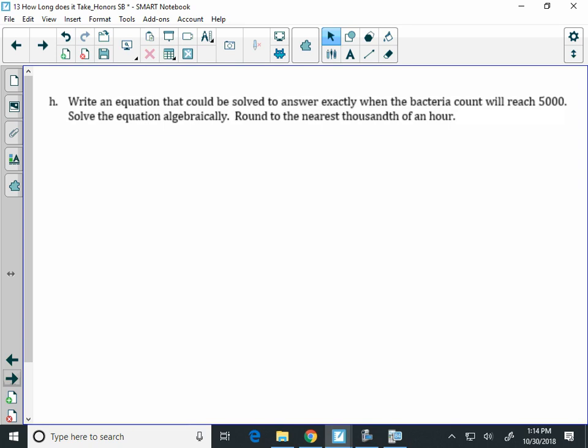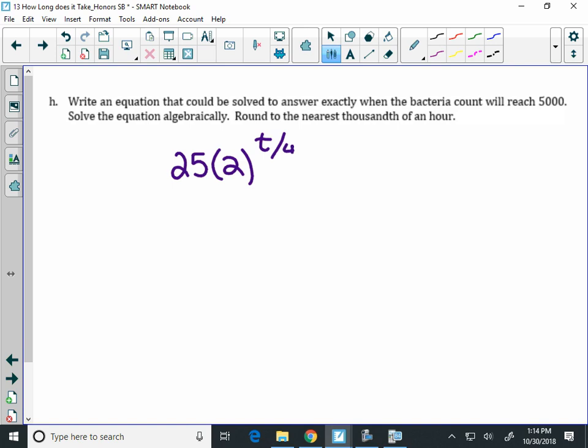So let's set up an equation here. All right, we start with 25. This is just the model that we wrote already, so I'm just rewriting it. 25 times 2 to the t over 4 power. We want to know when exactly we get to 5,000 bacteria. So what should I set this equation equal to? 5,000.